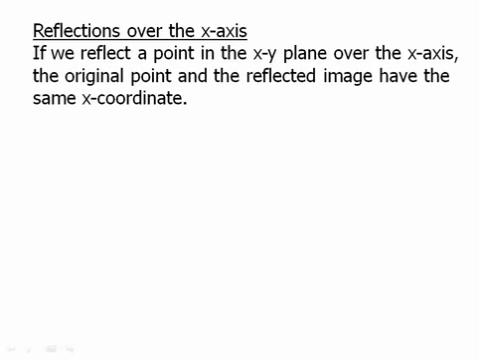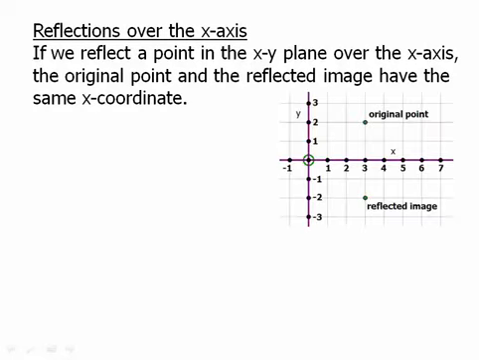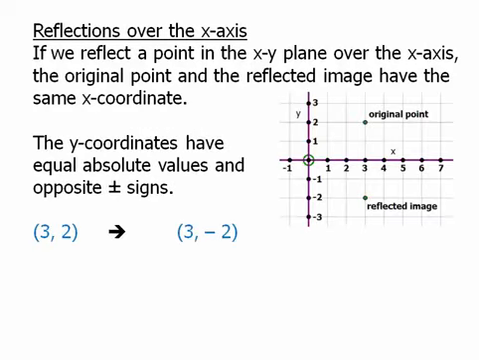So let's talk about reflections over the x-axis. If we reflect a point in the xy plane over the x-axis, the original point and the reflected image will have the same x-coordinate. It will be on the same vertical line. The y-coordinate has equal absolute values and opposite signs. So we just take the y-coordinate. If it's positive, we make it negative. If it's negative, we make it positive. Very simple.